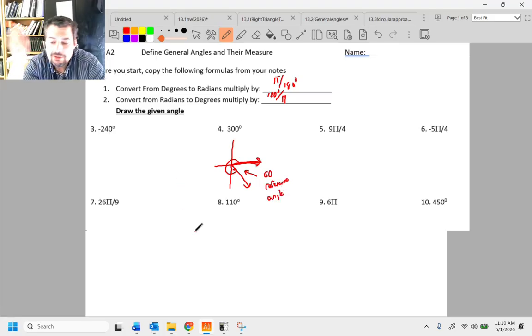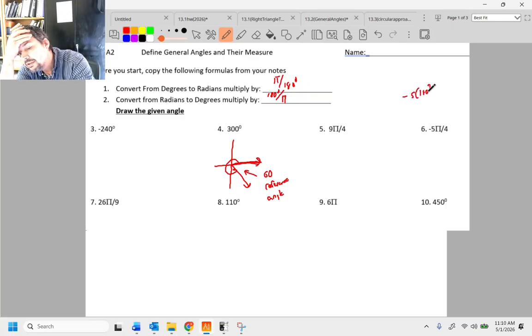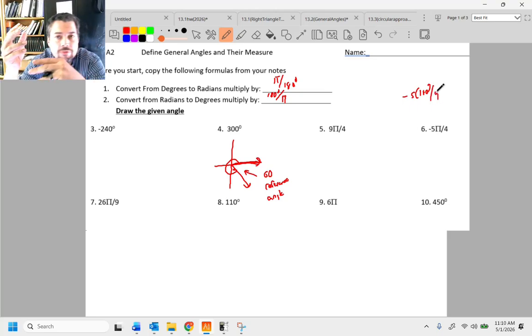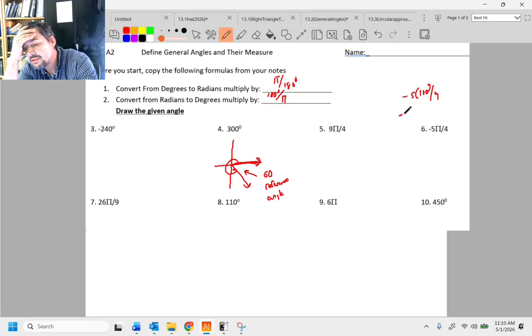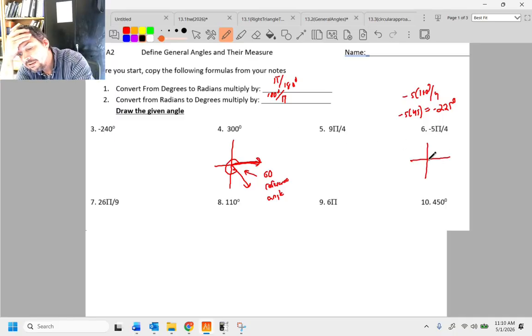If you're looking at something like number 6, you're probably going to want to convert that to degrees. Now I know that pi is worth 180 degrees, so I'm just going to plug in a 4 there. I also know that 180 divided by 4 is 45, so this is negative 5 times 45, which is negative 225 degrees of rotation. Now, a negative angle rotates clockwise, so we're going to start here. We're going to rotate 90, 180, and another 45 degrees. That's what a negative 5 pi over 4 angle looks like.